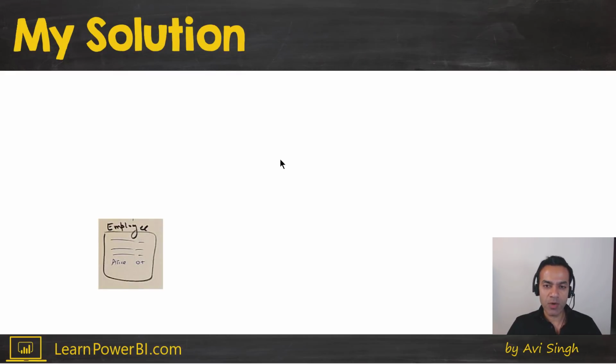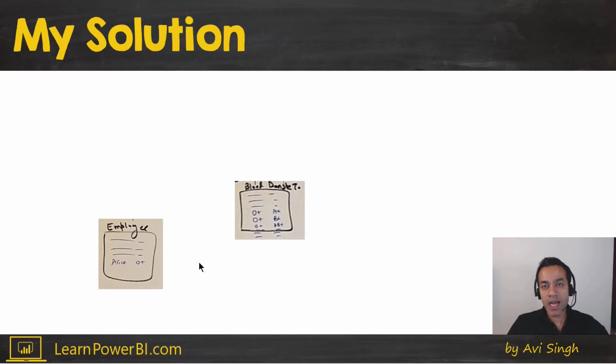So first of all, I drew employee on there, and I put Alice there with O plus, and then I knew I had a mapping, and for this one, to keep it simple, I only focused on what Alice or somebody can donate to.